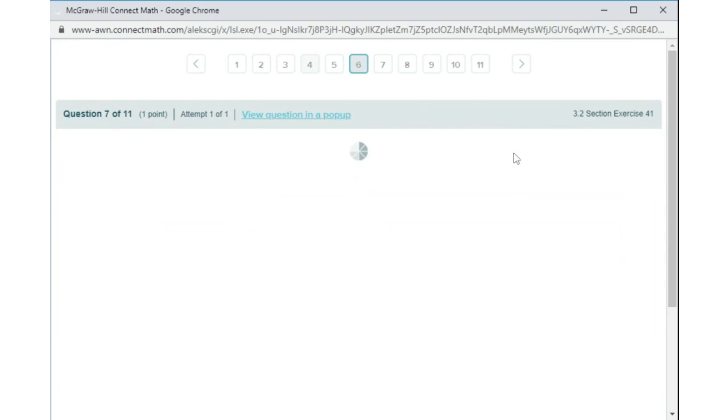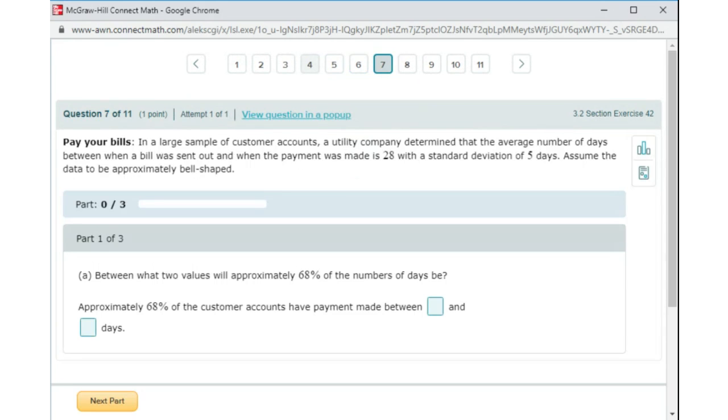Okay. So we got a large sample of customer accounts. A utility company determined that the average number of days between when a bill was sent out and when the payment was due is 28. That's the mean, and a standard deviation of 5 days. Now they're telling us, assume that the data is normally distributed. That's important because that means we can use the empirical rule.